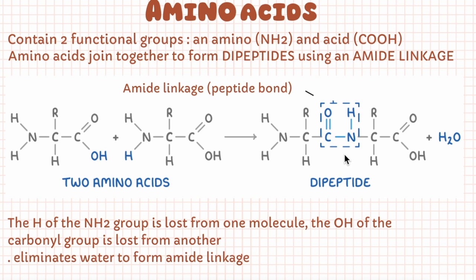So an amide linkage, you'll be able to recognize it. It's highlighted here. It's just a carbon double bonded to an O and a nitrogen with an H. So this is what an amide linkage looks like, and that is what joins the two together. So you'll have the NH2 group on this one side, other molecule on this other side, and it's going to eliminate water in the process.